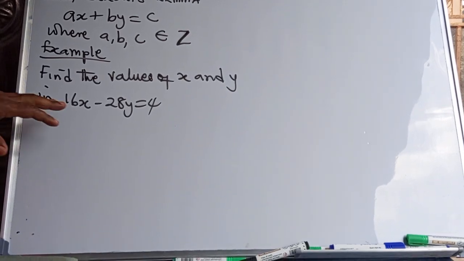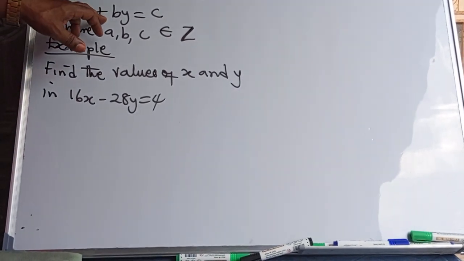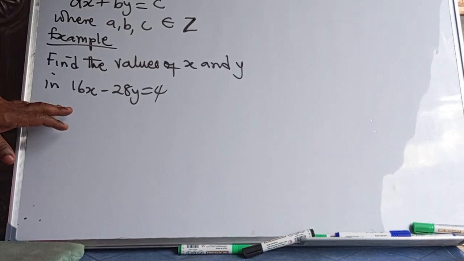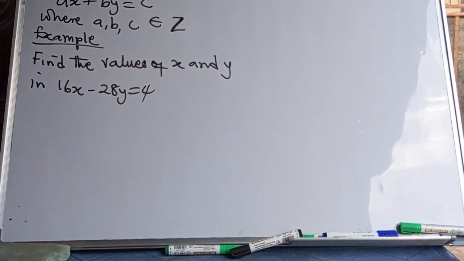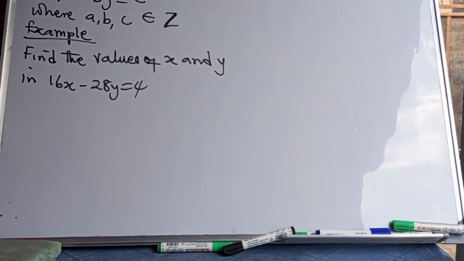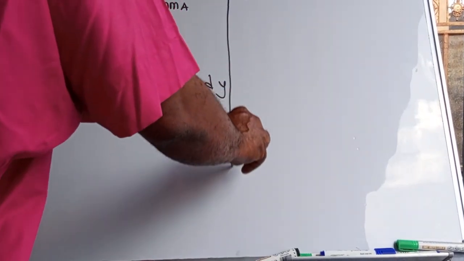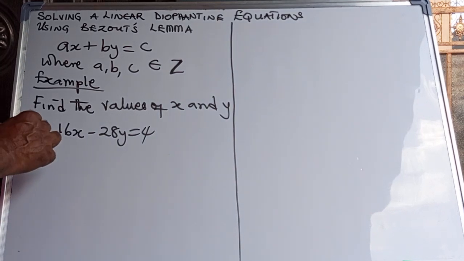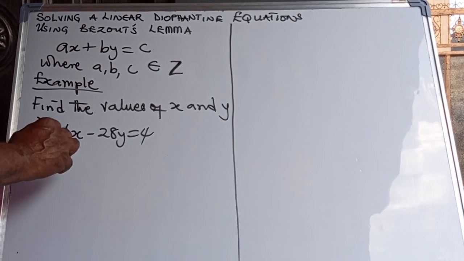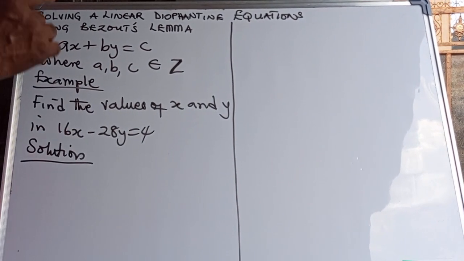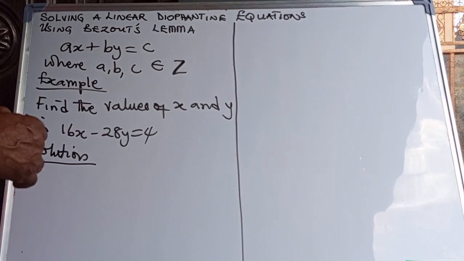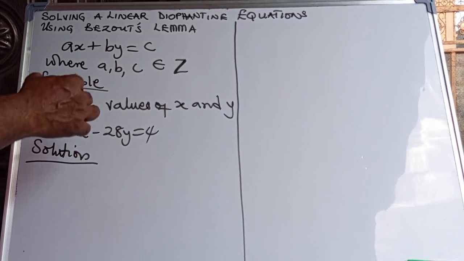We need to rearrange this because it's already written in this form. Write it and solve it using Bezout's lemma. But we need to begin first with Euclid's algorithm. Now, let's see how we can do that. So, first, using Euclid's algorithm, let's find the GCD of 28 and 16.